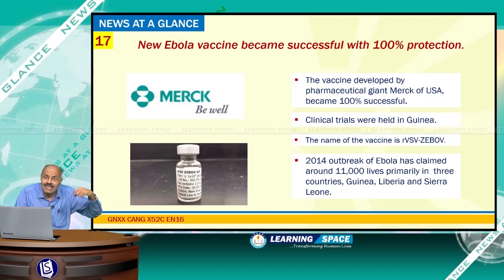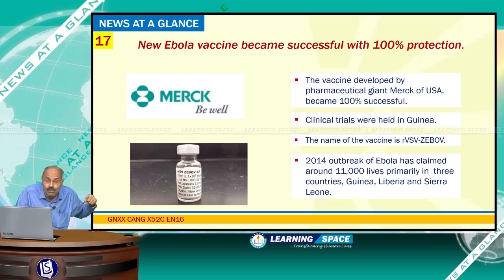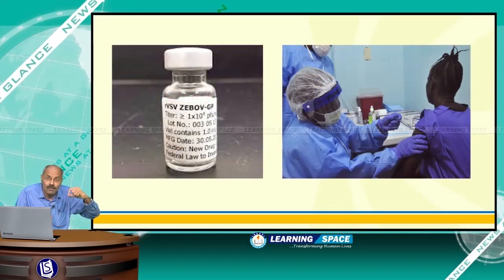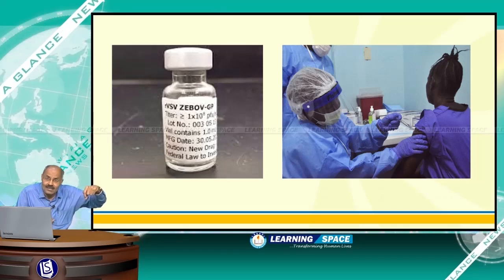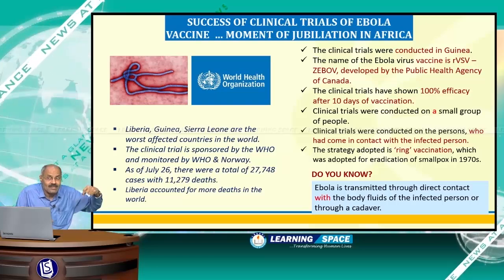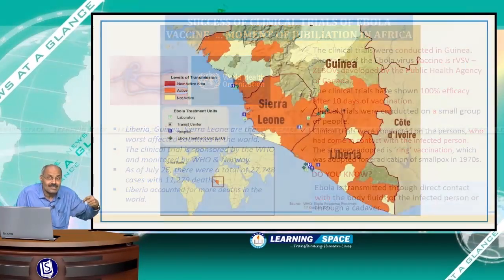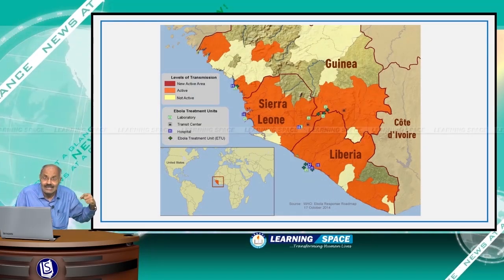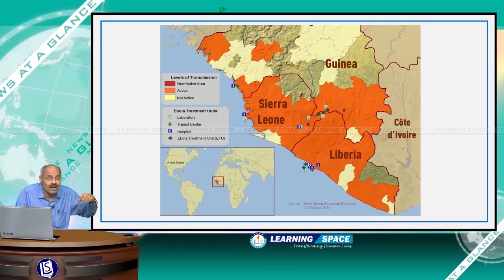And please don't forget, the name of the vaccine is rVSV-ZEBOV. So if someone talks about rVSV-ZEBOV, this is the vaccine for Ebola. Please don't forget. And I have given some more information here. Please go through it. And 3 countries, please look into this. Liberia, Sierra Leone, Guinea are worst affected. More than 11,000 people lost their lives because of Ebola.